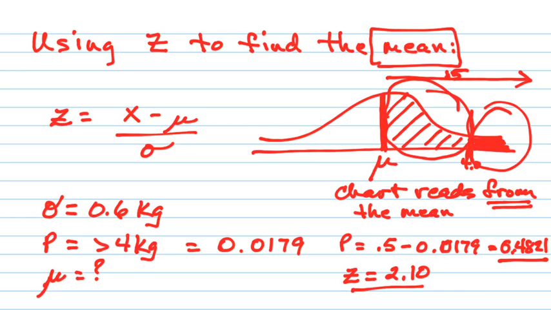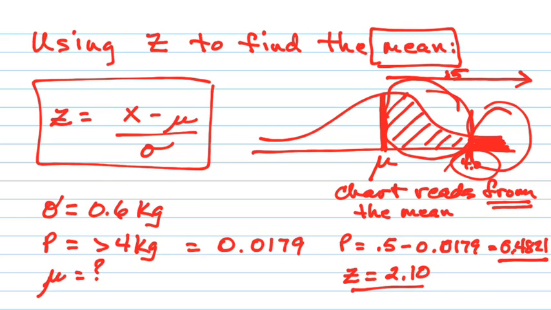Right? And I have an x. That value on the chart, that limit, right? That lower limit is my x value. That's what we've been using as a limit, right? So I have enough information to plug into this formula to find the mean.